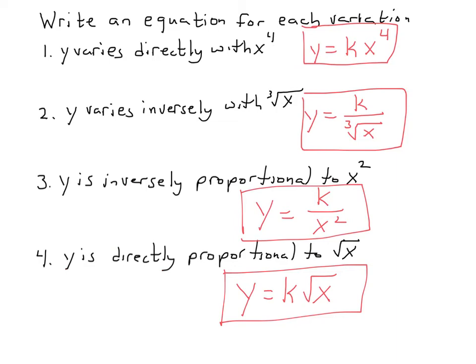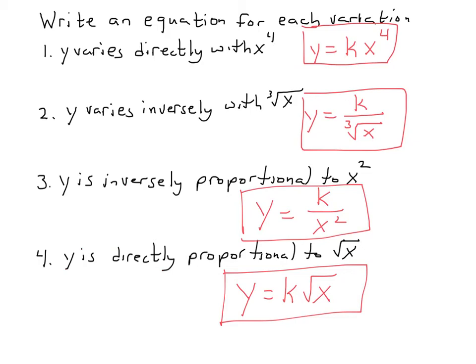In number 3, y is inversely proportional to x squared. So that again is an inverse variation. So I know y is equal to k over x to the 2nd power. And the final one, y is directly proportional to the square root of x. Again, that's the same as a direct variation. So in this case, y equals k times the square root of x. So these would be your equations based on that information.